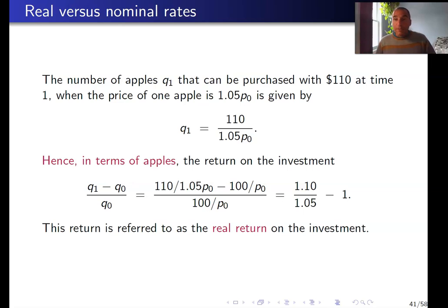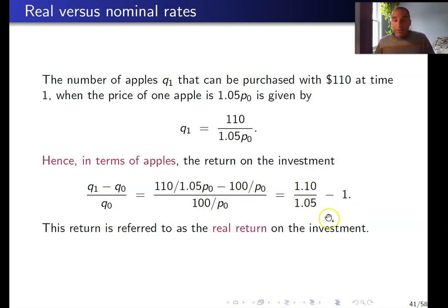So the real return on your investment in terms of apples is the quantity of apples you can buy at the end of the year with the return on your investment, minus the quantity of apples you could have purchased at the beginning of the year with the money you invested, divided by the number of apples you could have purchased at the beginning of the year. This equation is the same as Q1 over Q0 minus 1. Q1 is 110 divided by 1.05 times P0, minus 100 divided by P0, where Q0 we calculated earlier.